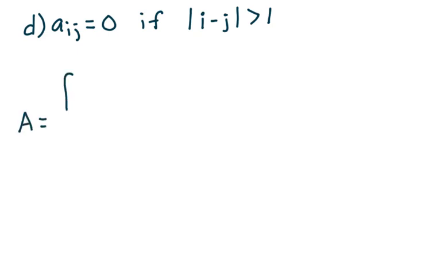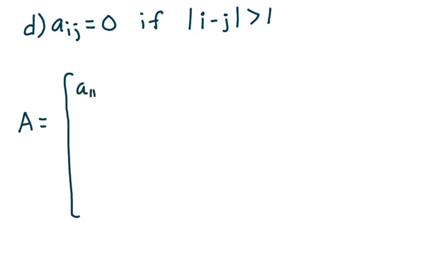D is really interesting. In D, it says A_ij equals 0 if the absolute value of i minus j is greater than 1. Now, what does that mean? What that means is the difference between i and j, right? If we take its absolute value, it's strictly bigger than 1. So let's take a look at that.